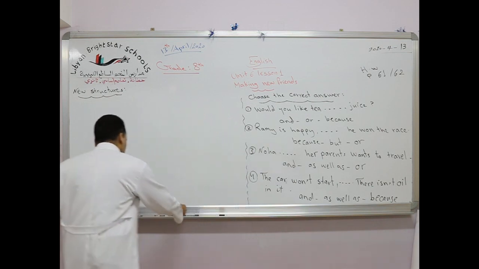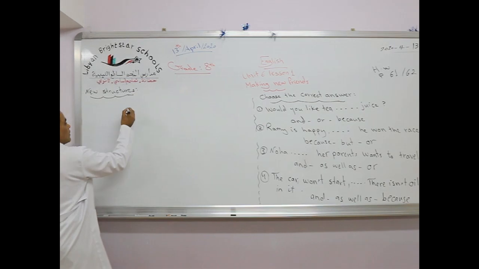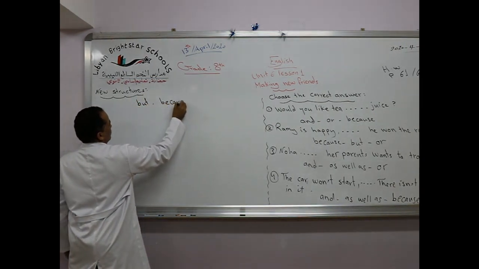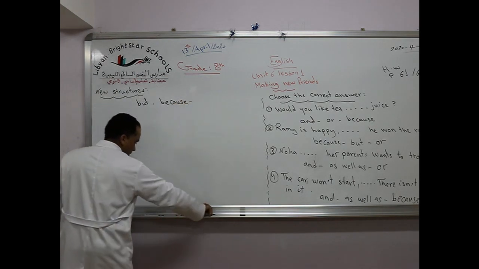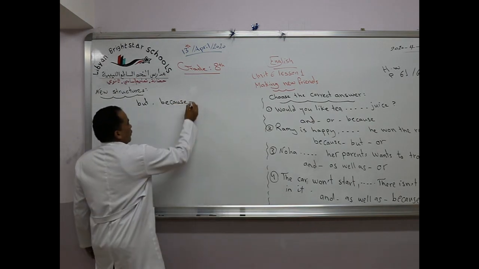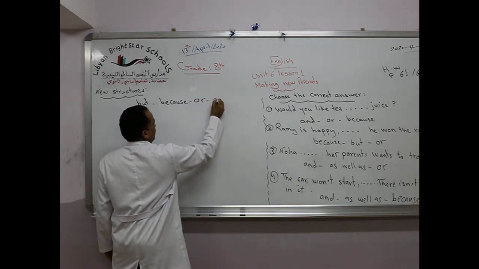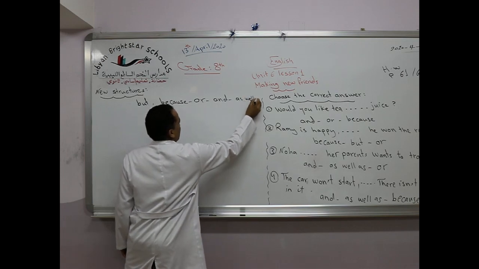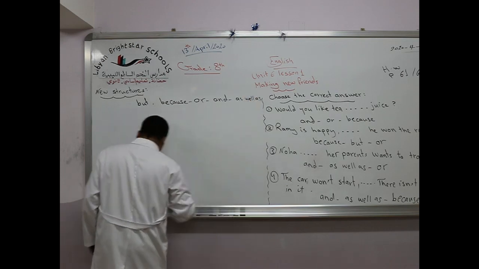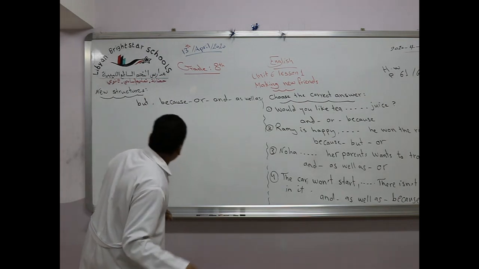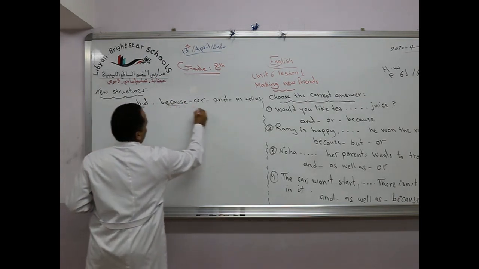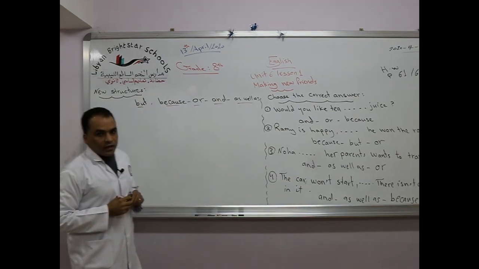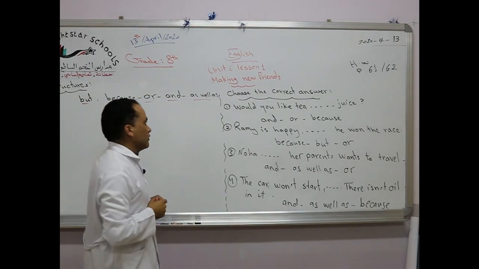For example, but, because, or, and, as well as. They are conjunctions: but, because, or, and, as well as. We use them to link sentences or ideas together.